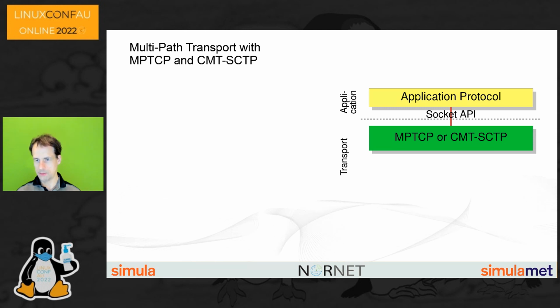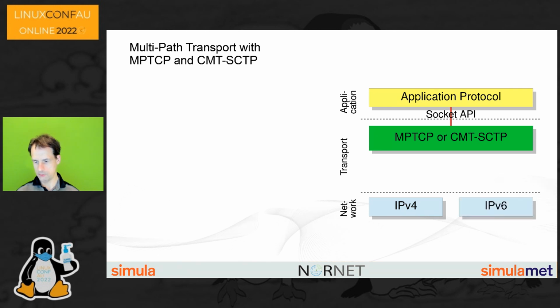And the application protocol communicates with the transport layer over the socket API. That is, user space communicates with the kernel over this socket API. And in the network layer, of course, you have IPv4 as well as IPv6. So as I've said, usually you have dual stack today.